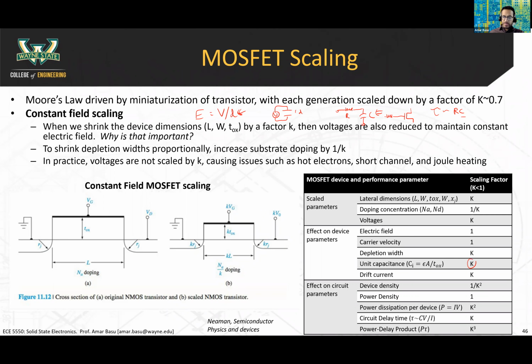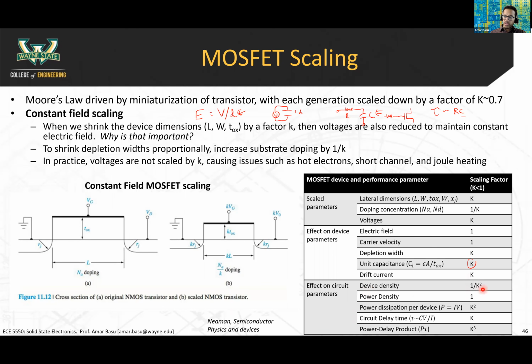Okay, our time constants are going down. Now, moving on here, the drift currents go down because K is less than 1. This is because of the electric fields and also the dimensions of the device. I'm not going to go into all the details of that, but just take my word for it. If you plug it into the equations for triode saturation, you'll see that the drift currents also get smaller. Device density, 1 over K squared.